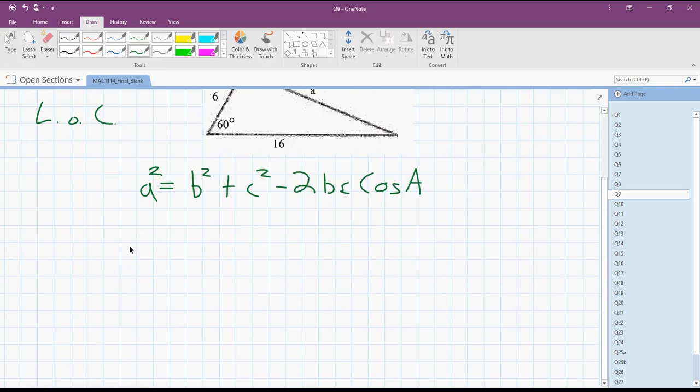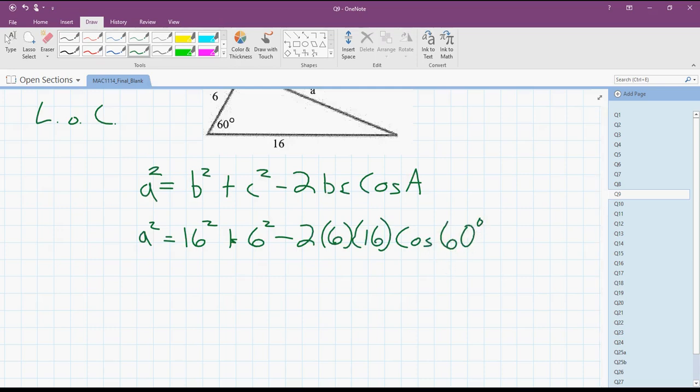We don't know a, so that's a squared. b can be either 6 or 16. It doesn't really matter at this point. So 16 squared plus your c is 6 squared, minus 2 times your 6 times your 16 times cosine 60 degrees. So that's what it looks like with everything in there.